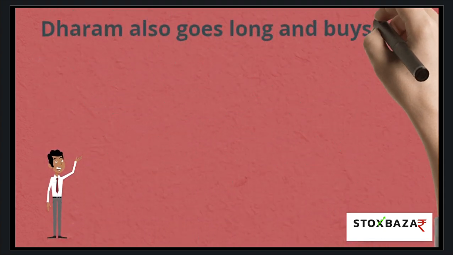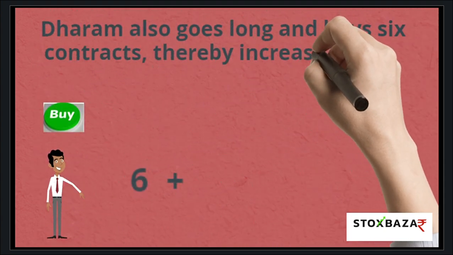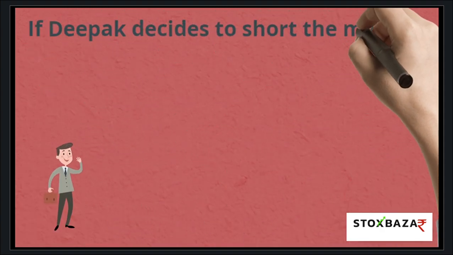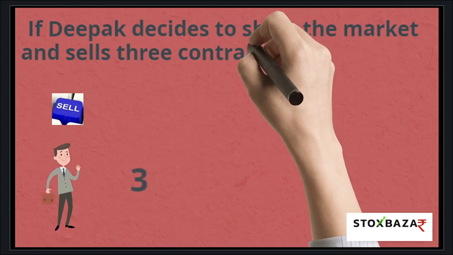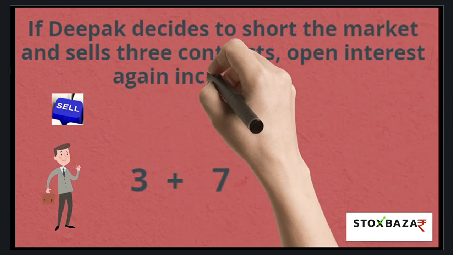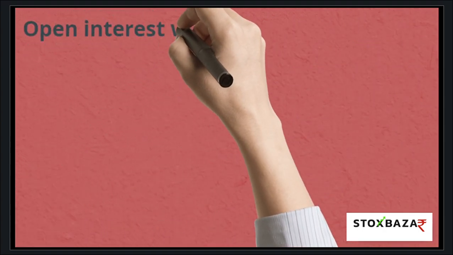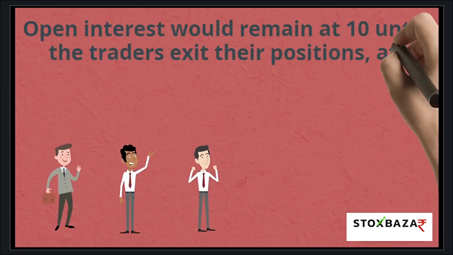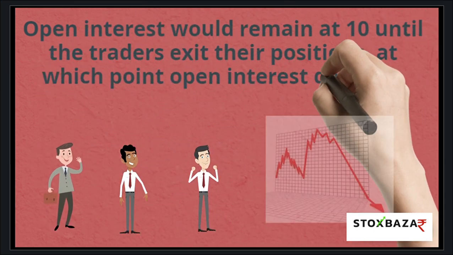Durham also goes long and buys 6 contracts, thereby increasing open interest to 7. If Deepak decides to short the market and sells 3 contracts, open interest again increases to 10. Open interest would remain at 10 until the traders exit their positions, at which point open interest declines.